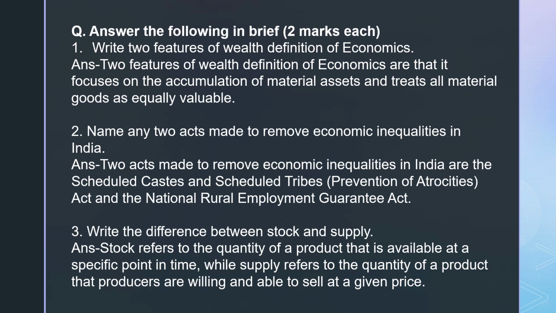2. Name any 2 acts made to remove economic inequalities in India. Ans. Two acts made to remove economic inequalities in India are the Scheduled Castes and Scheduled Tribes Prevention of Atrocities Act and the National Rural Employment Guarantee Act.